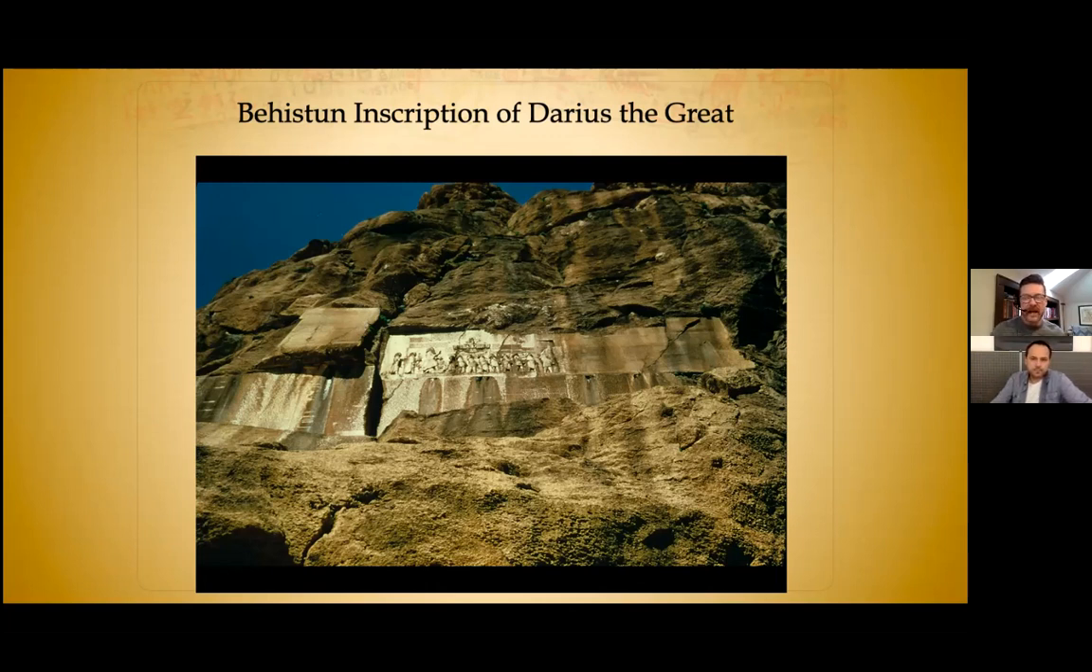The point is that it helped us to unlock how to understand cuneiform.